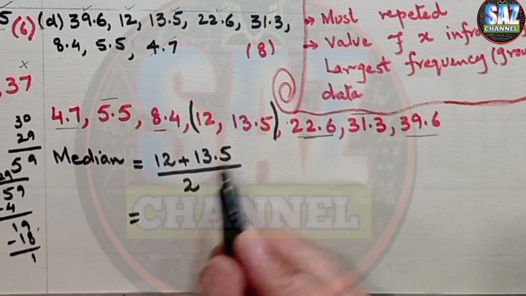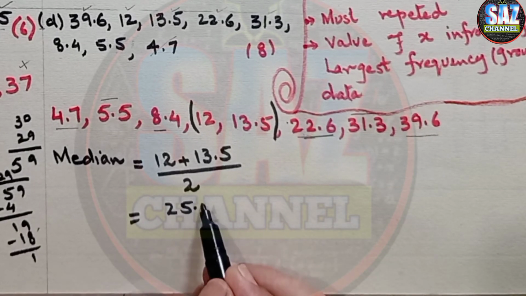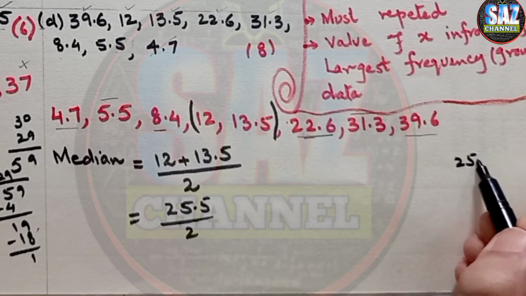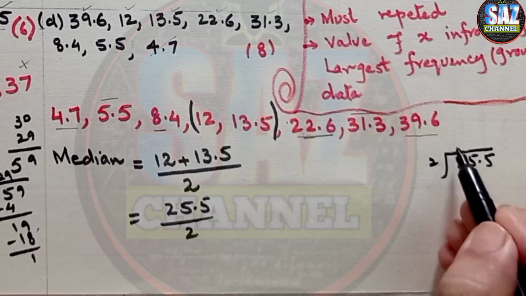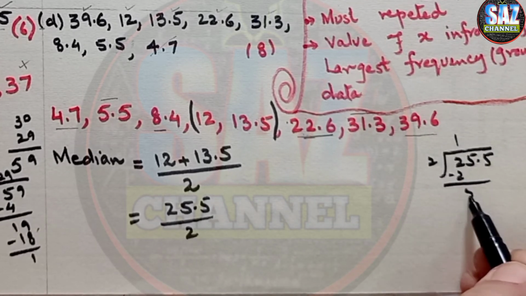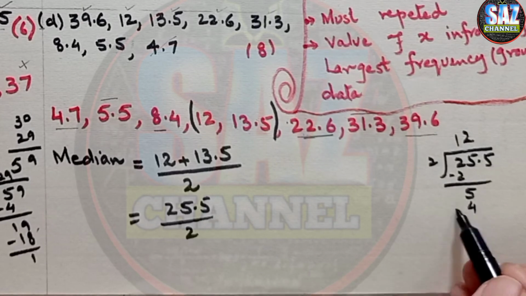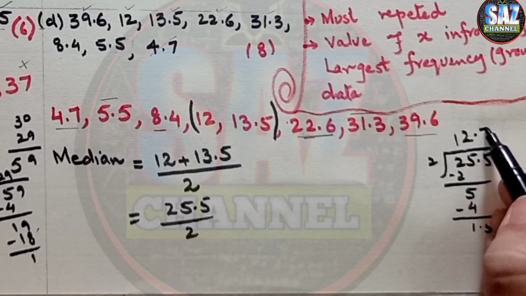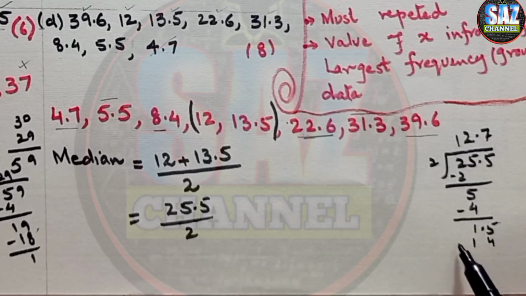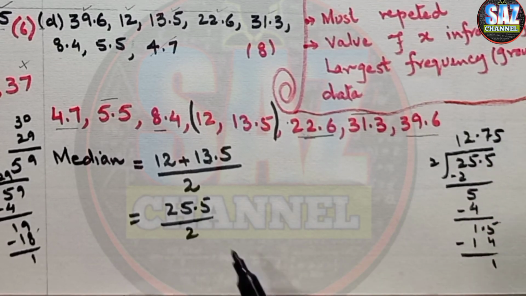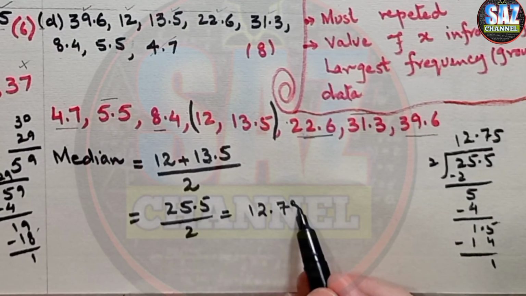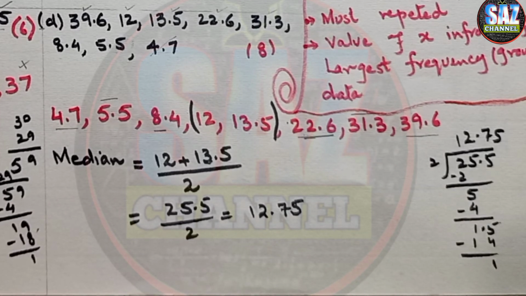Okay, 3 plus 2 is 5, 25.5 upon 2. Now what we have to do is 25.5 upon 2. This is 2 ones are 2, and I have to bring 5 down. 2 twos are 4, and then 1, and then I have to put the decimal here. 2 sevens are 14. Okay, 1, and 2 fives are 10. 12.75 is the median for this situation.